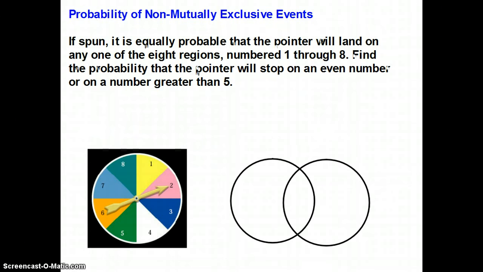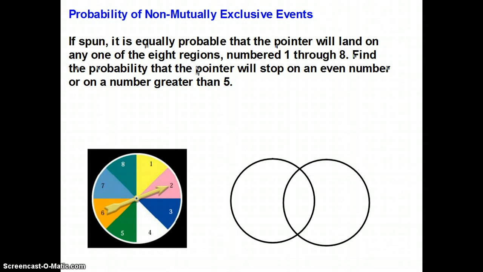Let's try this out again. We have, if spun, it is probable that the pointer down below here will land on any one of the 8 regions, numbered 1 through 8. Find the probability that the pointer will stop on an even number or on a number greater than 5.